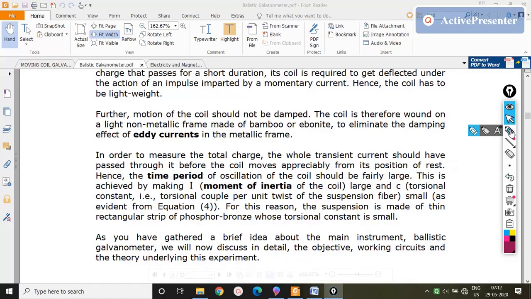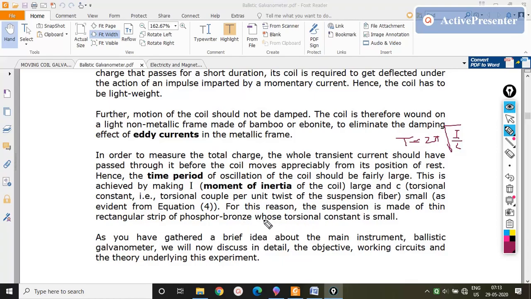I can show you that the expression is T equals 2 pi root over I by C. So this is the expression for the time period of the coil in the magnetic field. It is very clear that if I make I large and C small, I will make the time period large. And if I make the time period large, it will not move until the whole charge of this transient current has gone through the coil. So it should be clear from it.